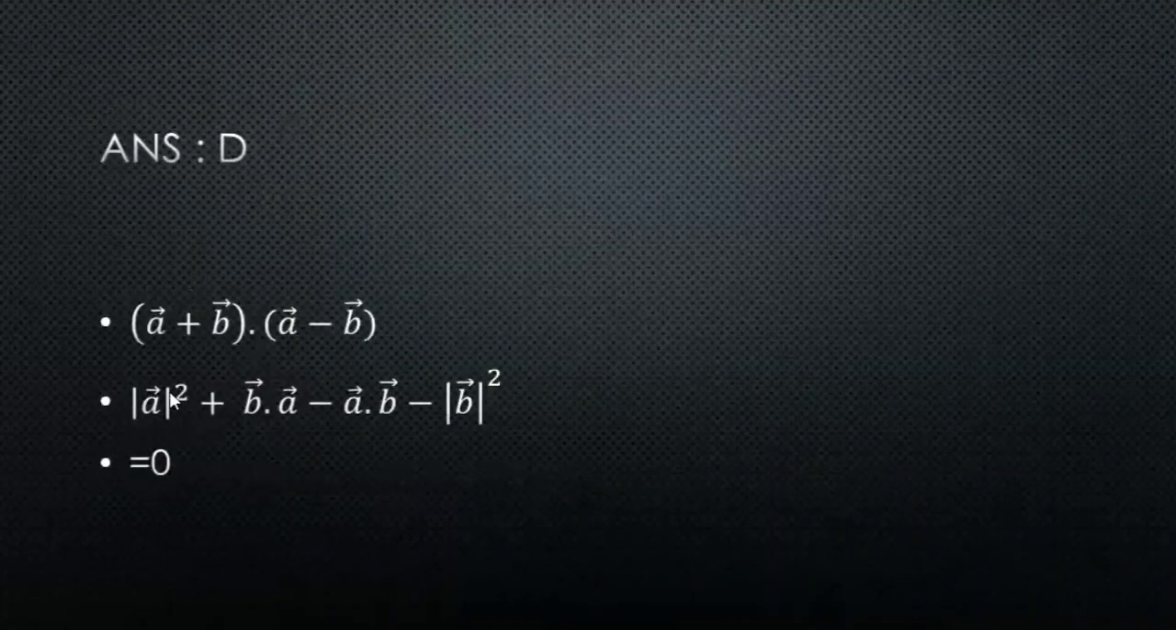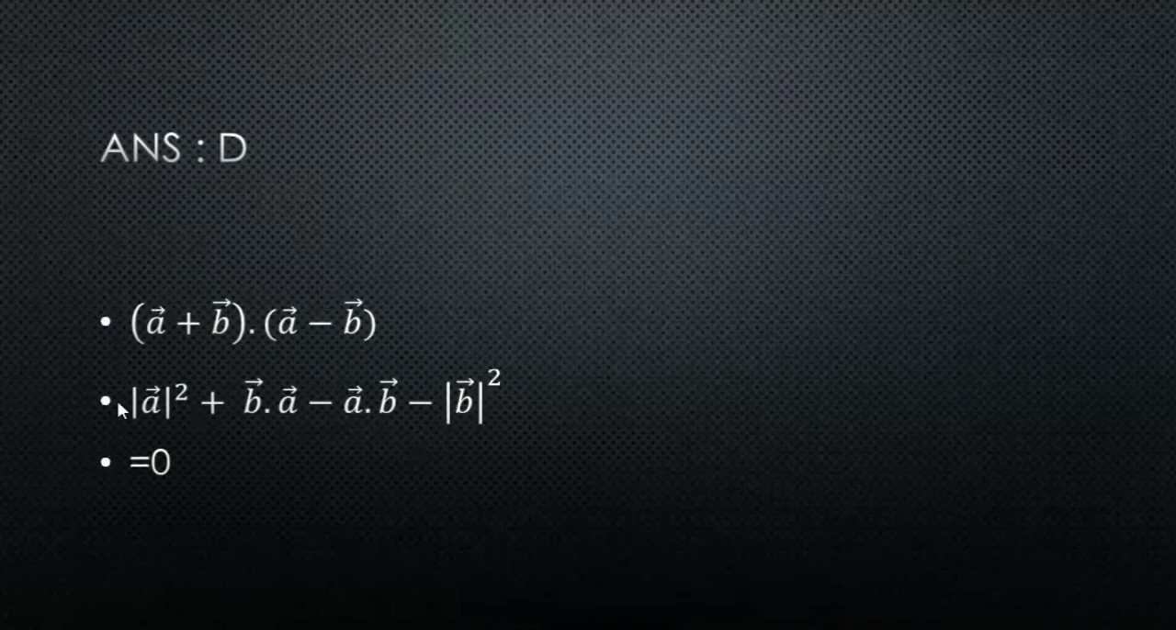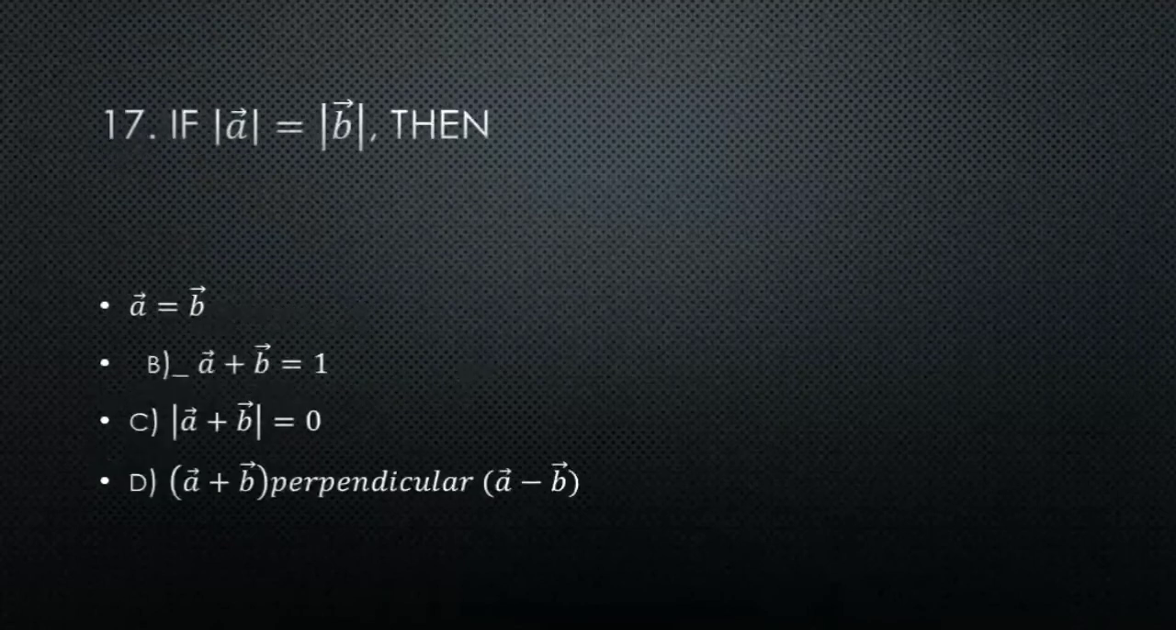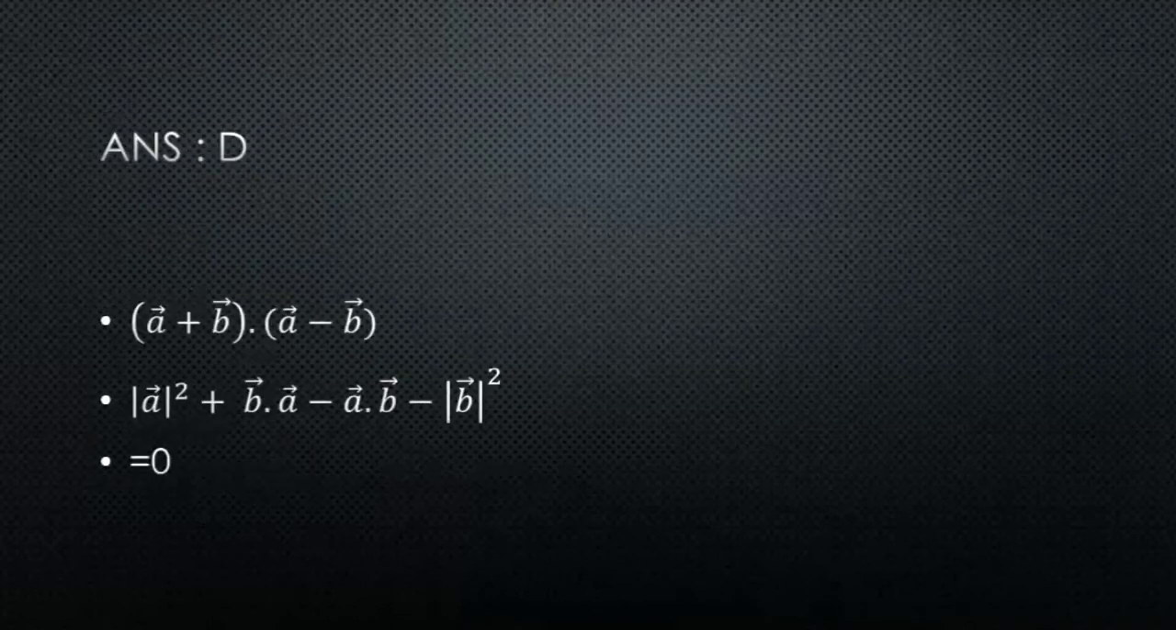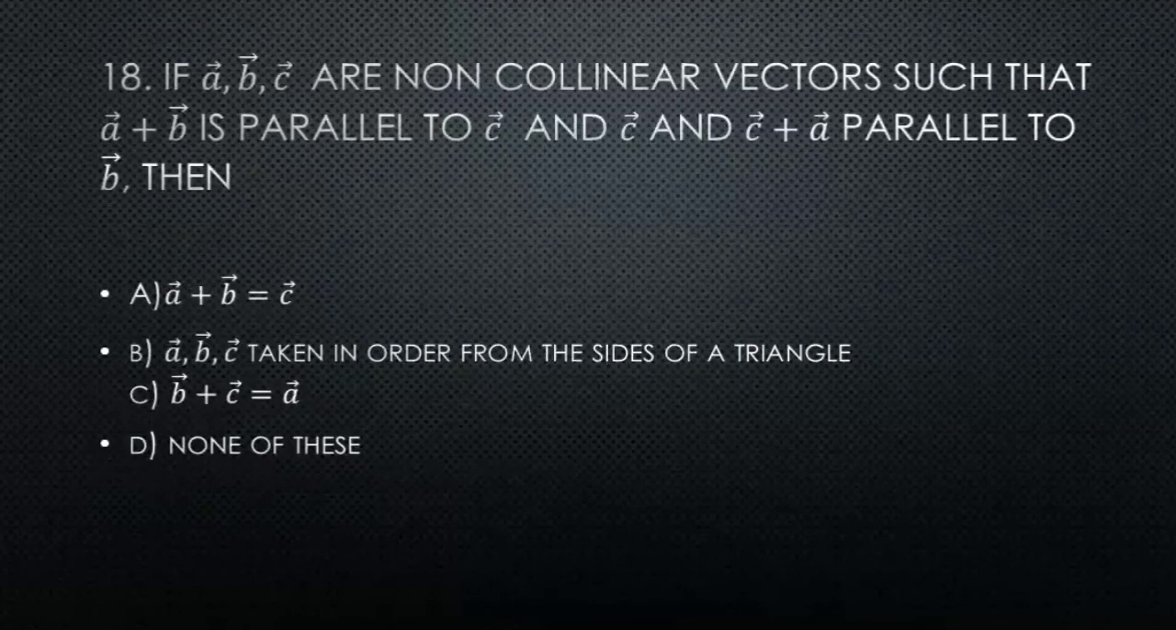This is magnitude of A vector square. Here this can be considered as magnitude of A vector square since they are equal. So both will get cancelled, so this is equal to 0. So the dot product of those should be equal to 0. So we can say that A vector plus B vector is perpendicular to A vector minus B vector. That is option D.